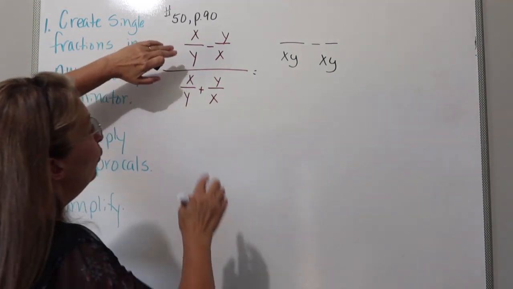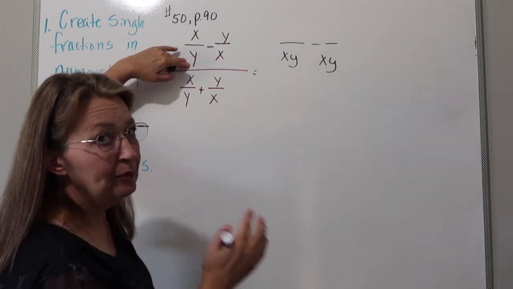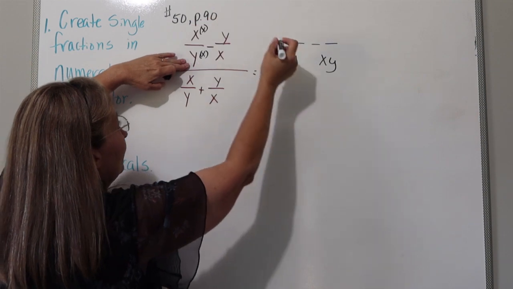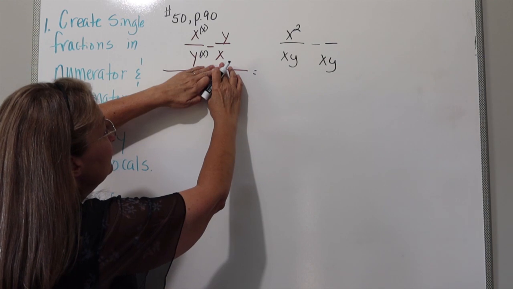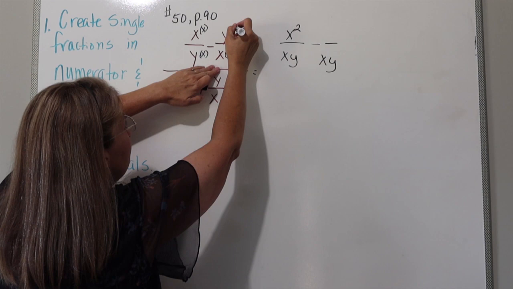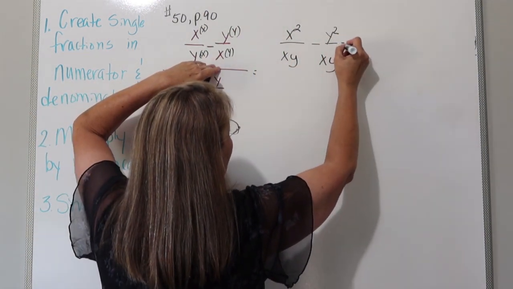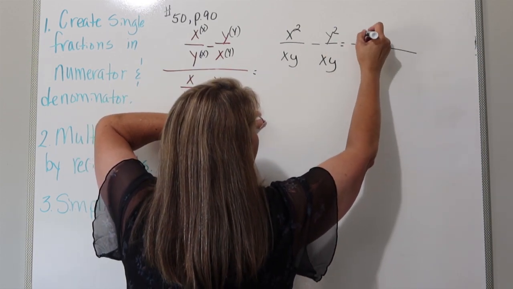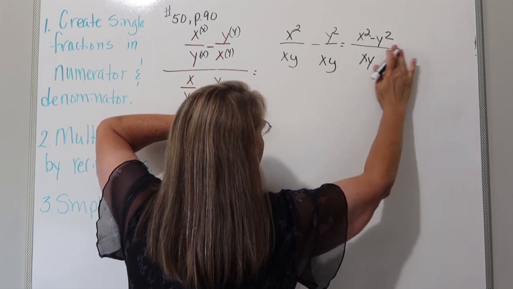What did you do from this denominator to get your new one? Well, it's been multiplied by x. So you have to multiply the top by x, and x times x is x squared. What did you do to this denominator to get the new one? Well, this time you multiplied by y. So you have to multiply the top by y, and y times y is y squared. So now the new fraction on top is x squared minus y squared over xy.